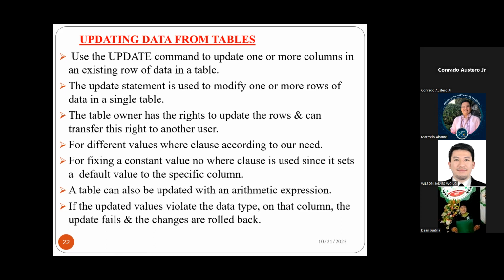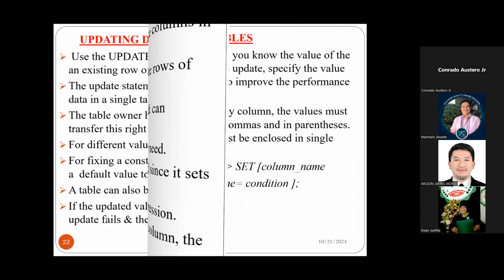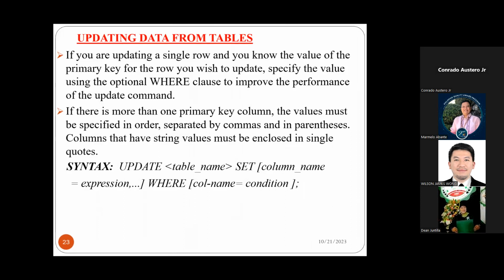Fixing a constant value, a WHERE clause is used since it sets a default value to a specific column. A table can also be updated with an arithmetic expression. If the updated values violate the data type of that column, the update fails and the changes are rolled back. Continuation: if you are updating a single row and you know the value of the primary key for the row you wish to update, specify the value using the optional WHERE clause to improve the performance of the update command.